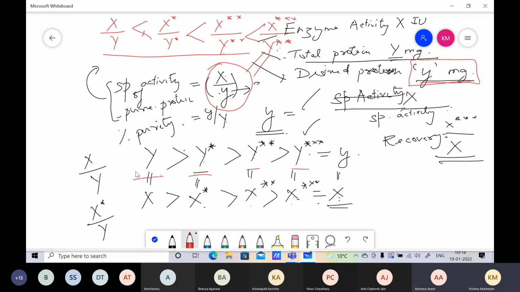You said that this X star represents recovery. If we take Y star here, X upon Y becomes specific activity, and Y star divided by this becomes a specific activity. This can be used to calculate specific activity, and the relation becomes recovery. Recovery is greater than specific activity into Y star.